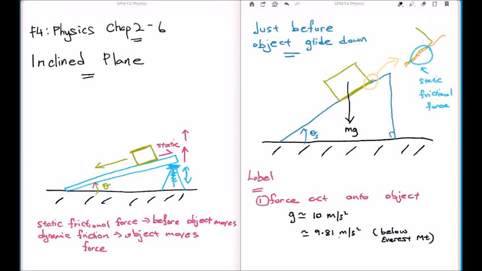But for Form 5 and SPM purposes, you may use 10. You don't need to get obsessed with this 9.81. You don't need to be so particular about the accuracy at the moment, because 10 will do just great. When you're studying SPM, use this value. Once you're in your pre-U, your A level, then yes, you need to use 9.81.